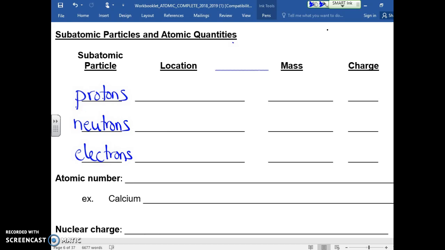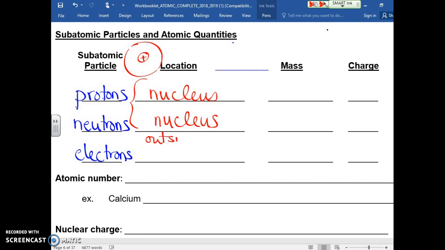In terms of where we find them, protons and neutrons are found in the center of the atom, in a place called the nucleus. So both are in the nucleus, nuclear particles. Sometimes they're even referred to as nucleons, particles of the nucleus. Electrons, therefore, are outside of the nucleus.